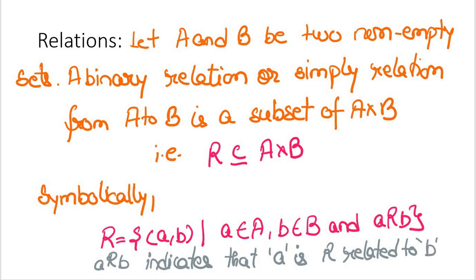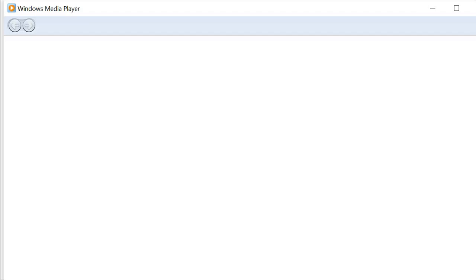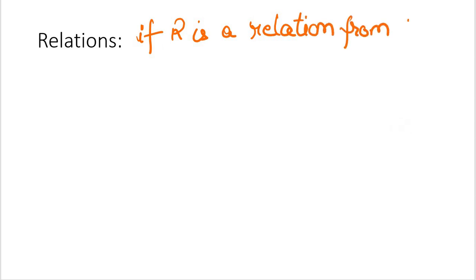Small a is R related to B. So suppose R is a relation from set A to B. Now understand this thing very carefully, because if you are able to get this point, you will sail through this particular topic.